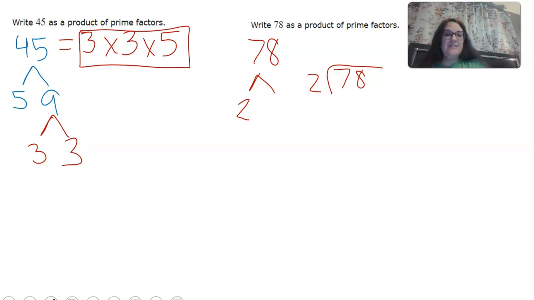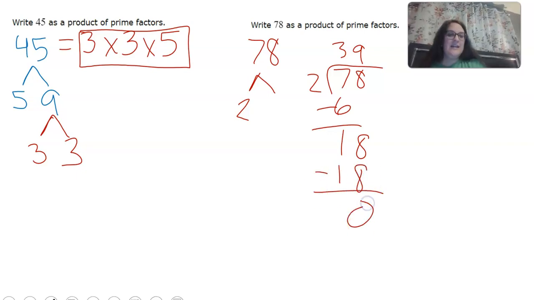2 will go into 78 39 times. It's a pretty big number.